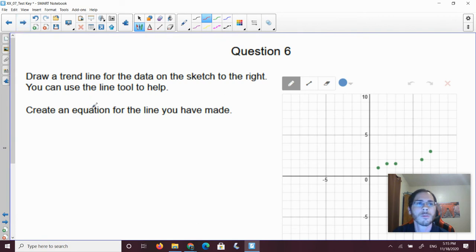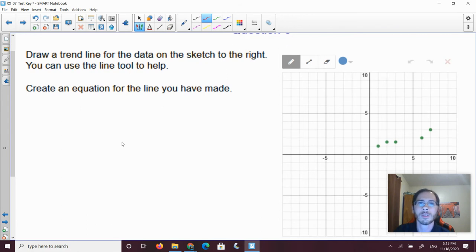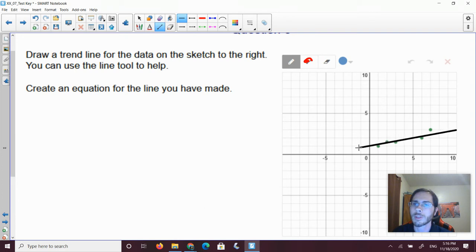All right, for the next one, it says to draw the trend line for the data and then create an equation for the line that we made. On Desmos, if you hit the little line tool here, you're allowed to just make a regular line. So your line would come out as a nice straight line. I'm thinking that looks good. Again, your line might be a little different because this is a trend line, and trend lines have a chance for variance.